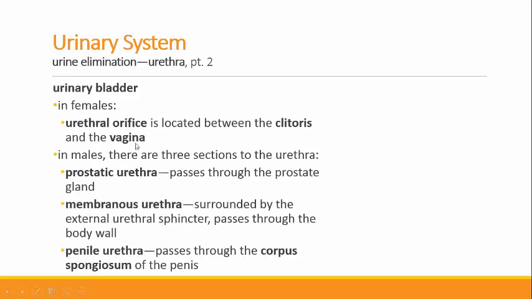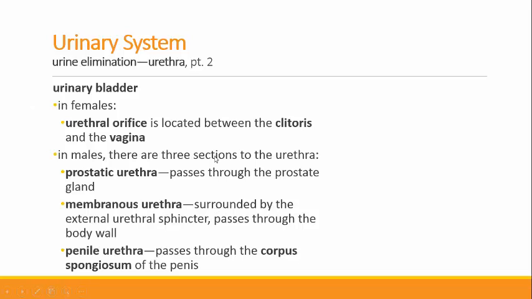So in females, the urethral orifice is located between the clitoris and the vagina, so it's in that same line. It is slightly posterior to the clitoris and slightly anterior to the vaginal opening.